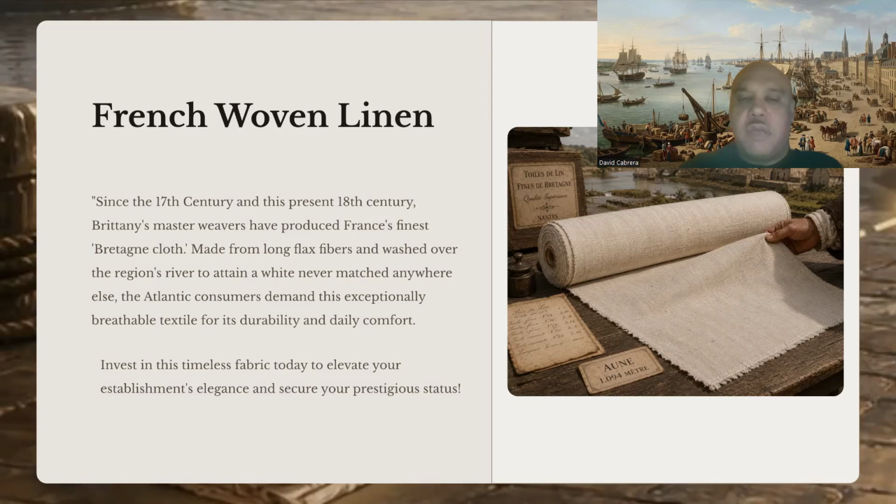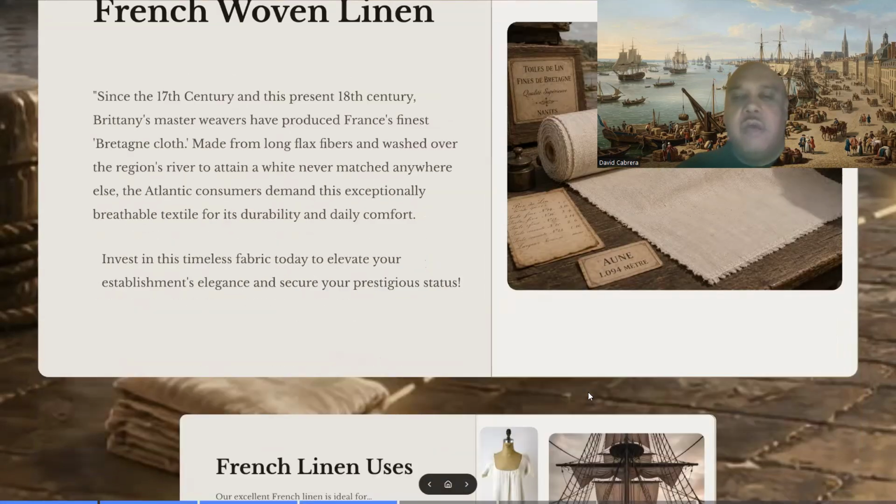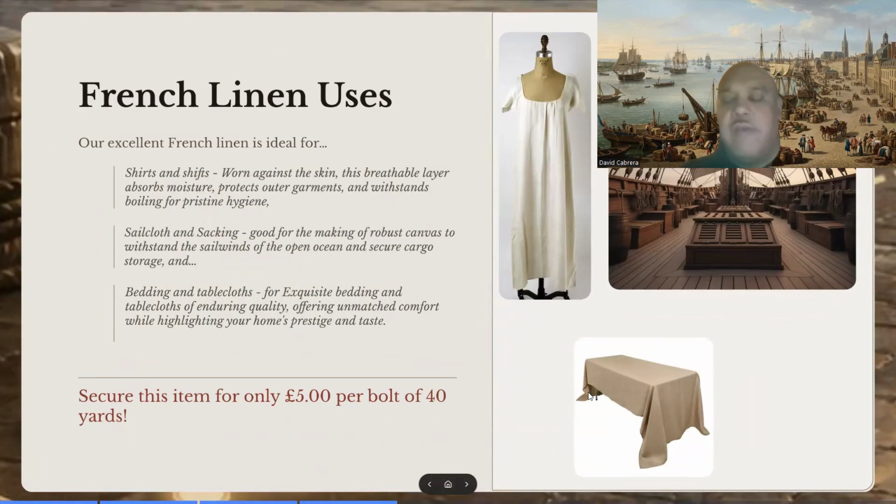So we're going to go ahead and explain to you what this cloth or fabric is good for. So we here have, as among the uses, shirts and shifts, which were shirts and long chemise for ladies, which were worn under other clothing.